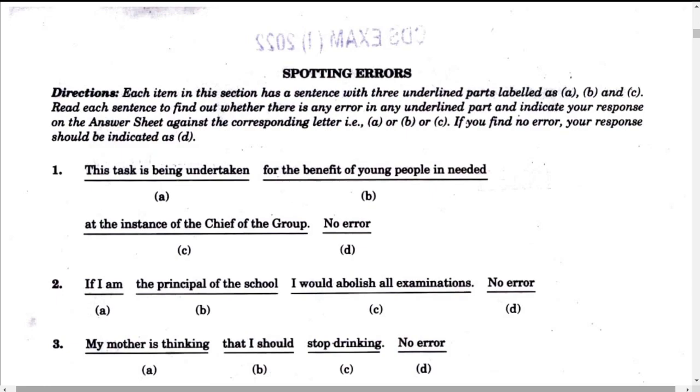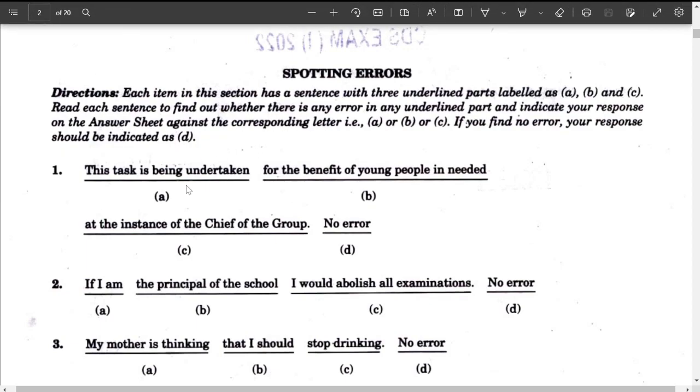In this explanation, I'm not only going to give you the answers to previous questions, but I'm also going to give you the grammar rules and some of the techniques for how you should solve those questions. That would be very helpful for you. Let us get started with the first one, spotting errors.